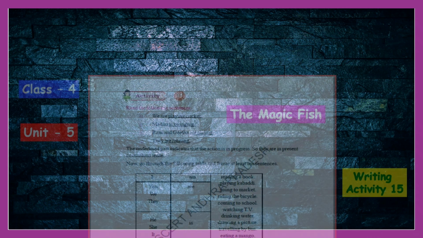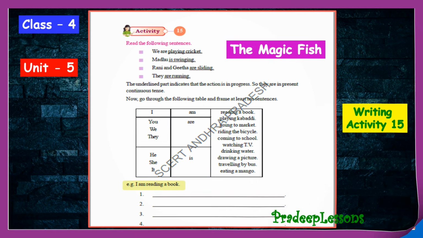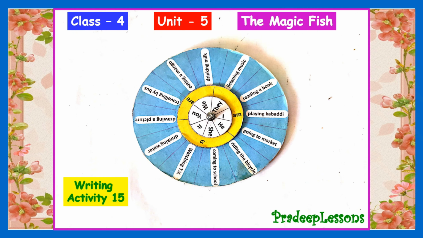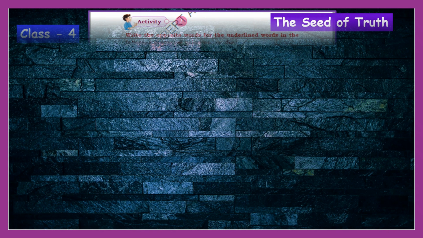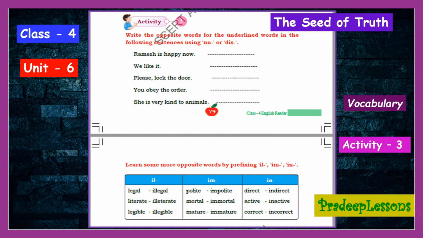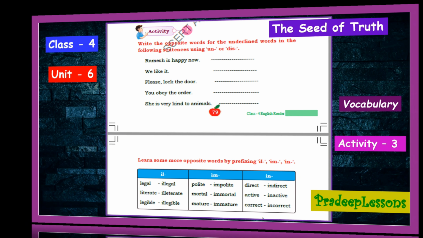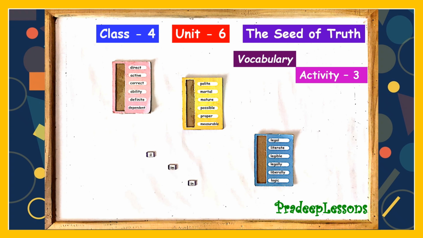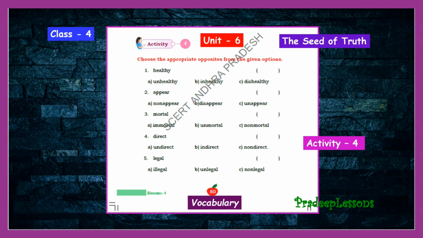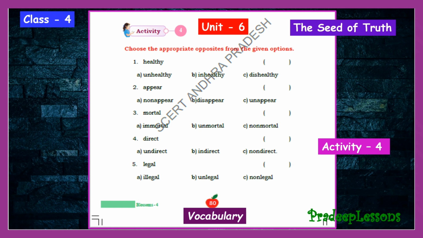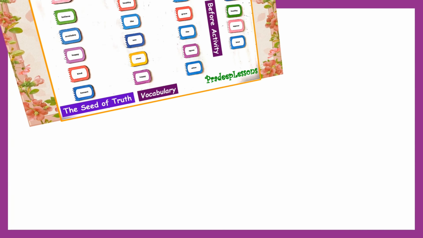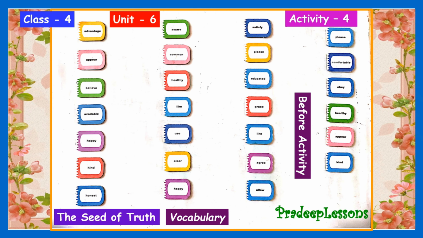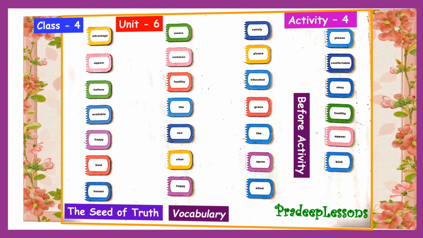Next, my TLM is for present continuous tense. I made this type of wheel TLM. I made a TLM for opposite words. Another model of TLM to teach vocabulary, after the activity.